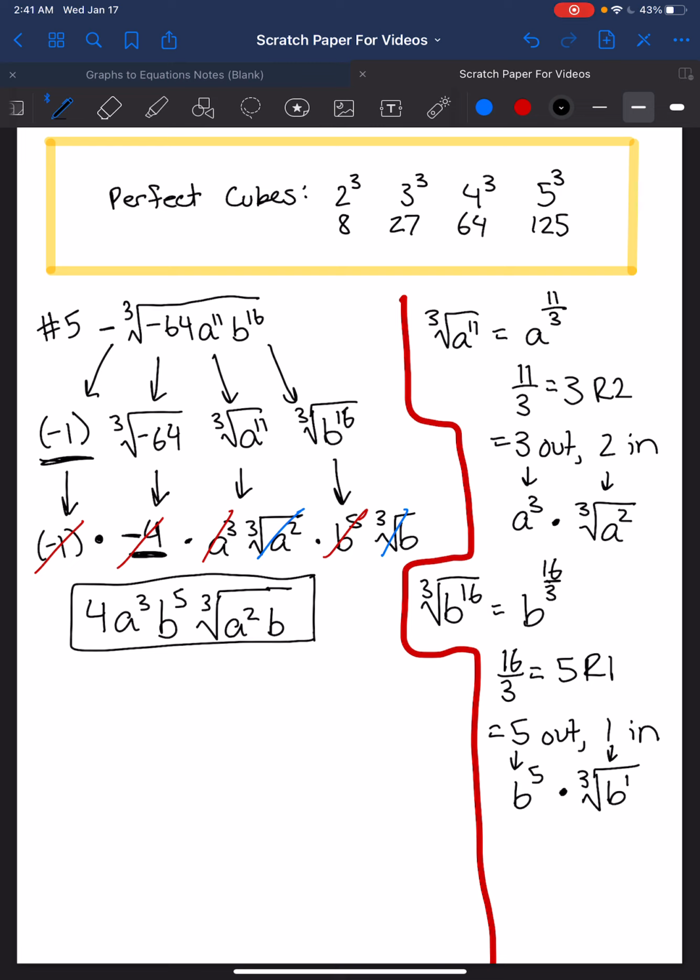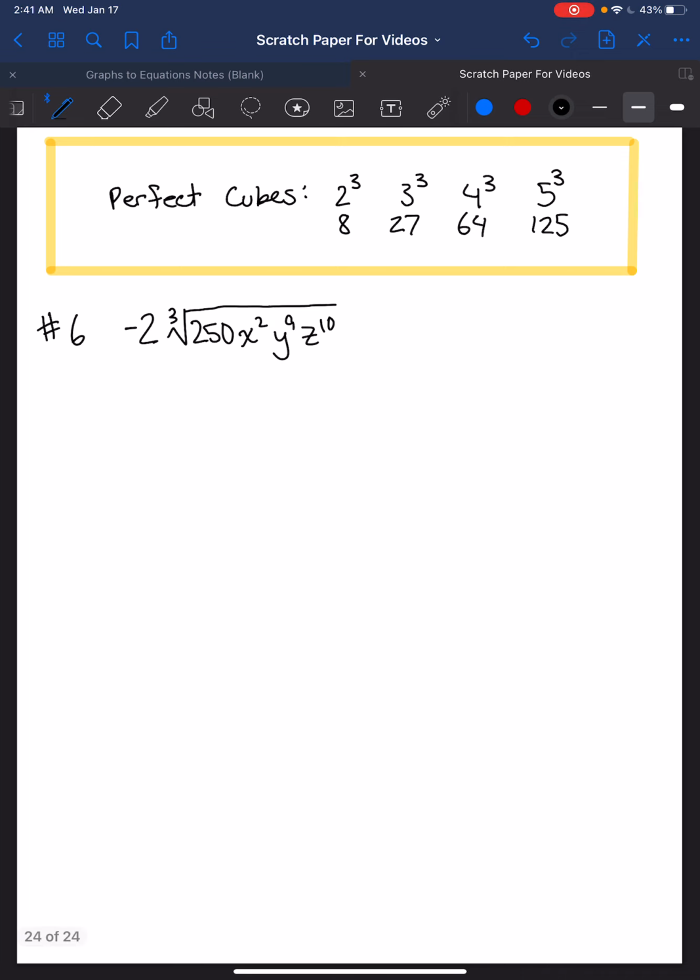And there's my answer. All right, we've got one more of these. Number 6: -2 cube root of 250 x squared y to the 9th z to the 10th. Again, we're going to break it apart. -2 comes out and it just chills for a while.